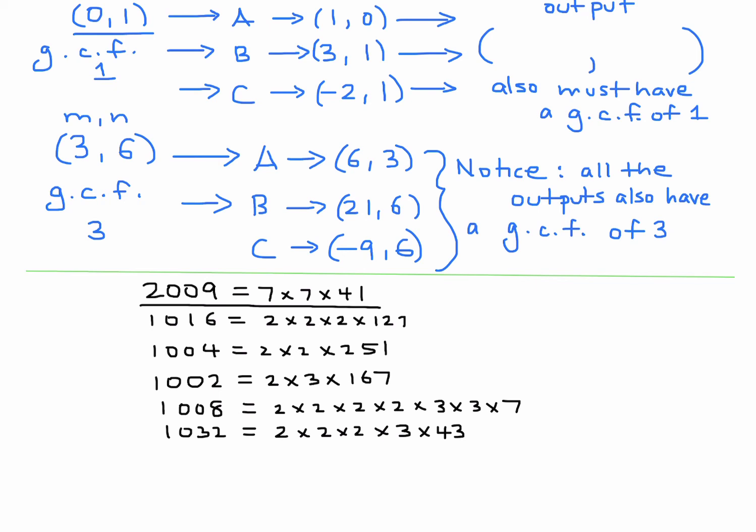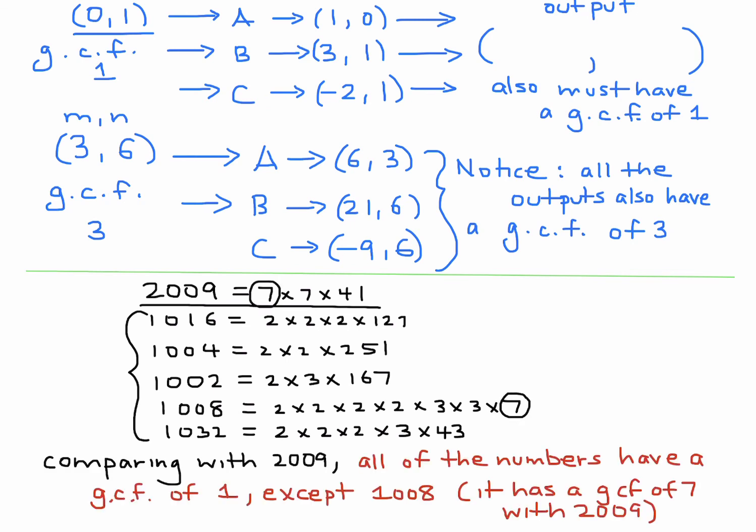If you compare any of these 5 numbers with 2009, you'll notice that all of them have a GCF of 1 with 2009, except 1008, because 1008 and 2009 have a GCF of 7. So it cannot go here as an output. Why? Because you're starting with (0, 1), so the output must have a GCF of 1.